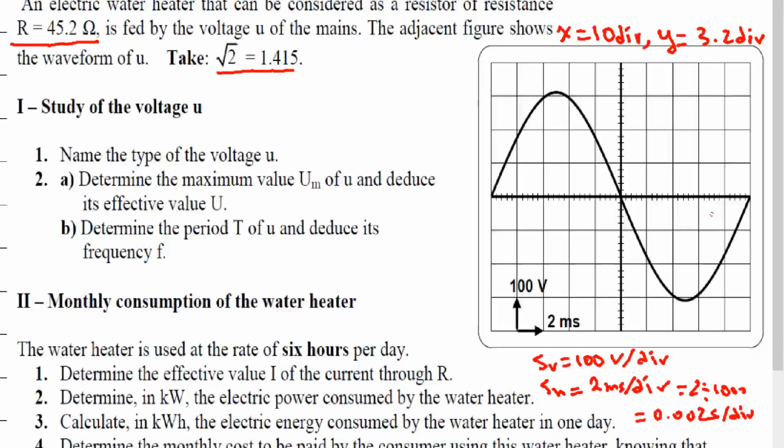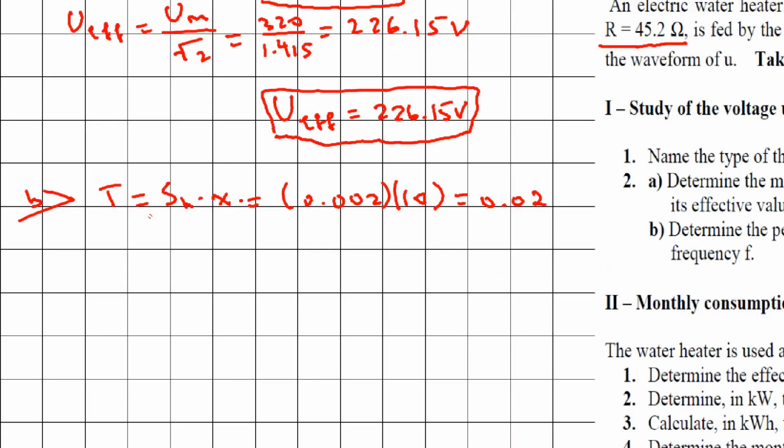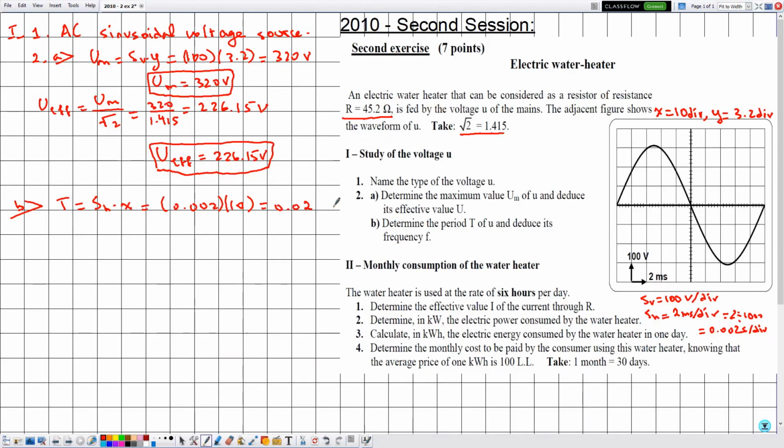Now in part B, they are telling me to determine the period T, which is given by SH multiplied by X. Now the value of SH in the SI is given by 0.002 and the value of X that we already determined is given by 10. Plugging this on the calculator, it will give me 0.02. Since both SH and X are in the SI, the value of the period will be in the SI, which is seconds. Then the period is given by 0.02 seconds.